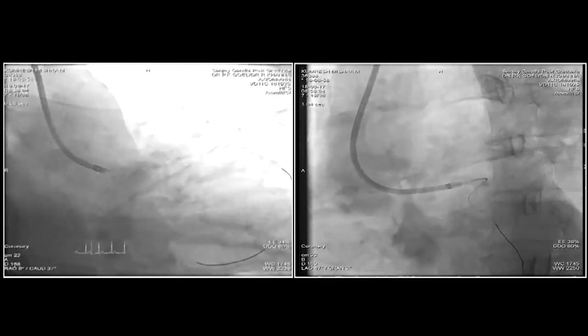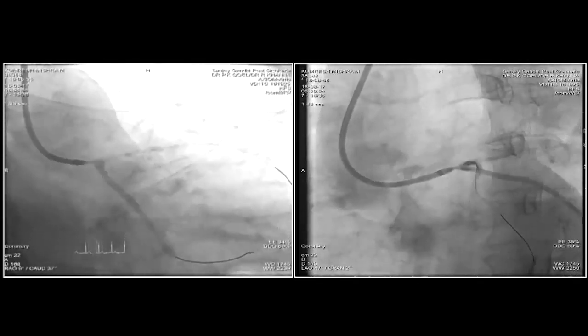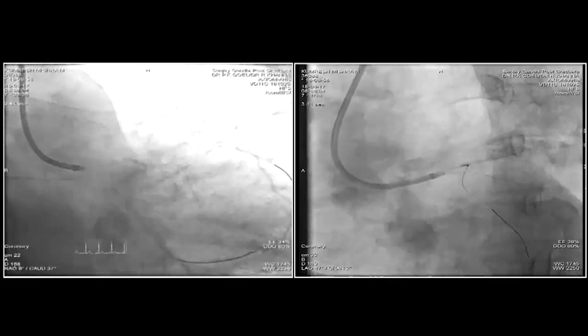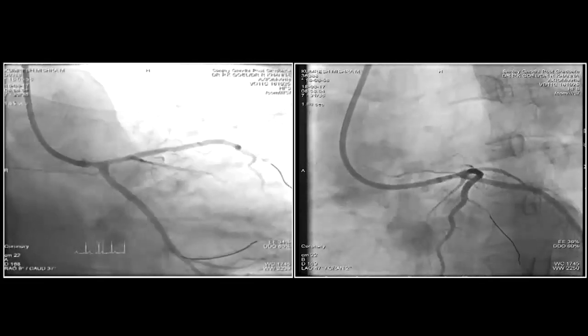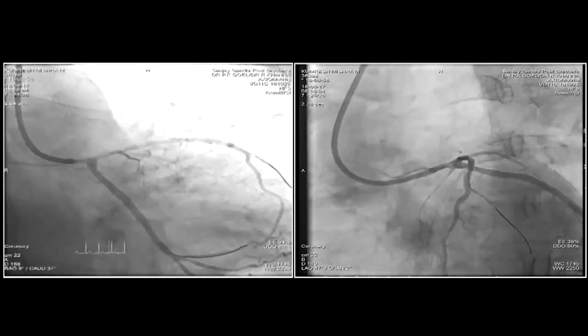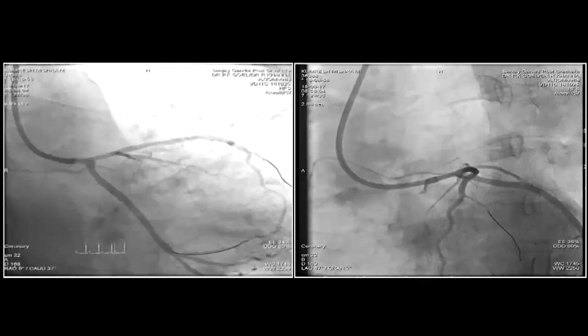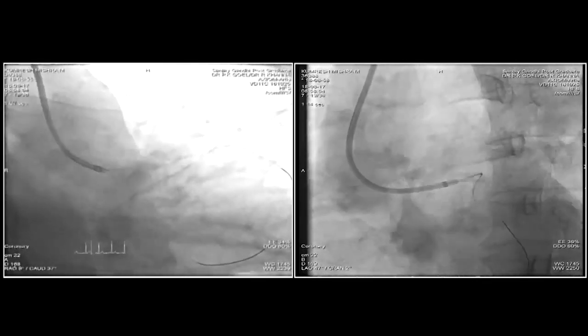You can wire without contrast, because you keep switching between the two planes, and then you know where the wire is going. Especially in CTO cases, of course, I use it a lot. So that's the advantage, just by the way. Go forward. So that's the result after balloon, cutting balloon.